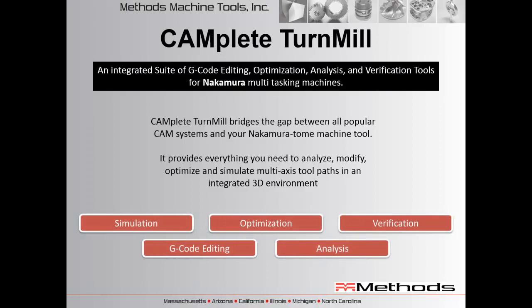Complete Turn Mill bridges the gap between all CAM systems and your Nakamura-Tome machine tool. It provides everything you need to analyze, modify, optimize, and simulate multi-axis toolpaths in an integrated 3D environment. We are actually in a simulator, so therefore we can slow things down, speed things up for optimization. We can verify whether we are in an over-travel condition, whether we have a collision.